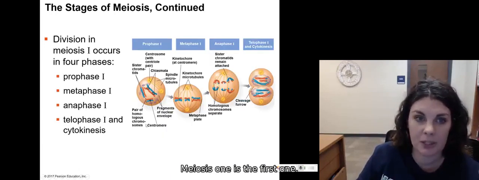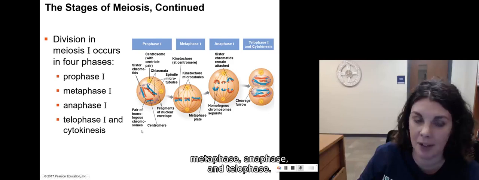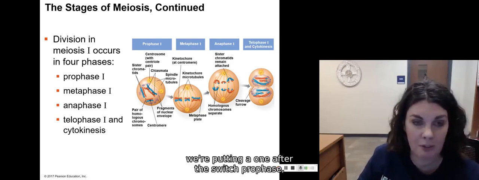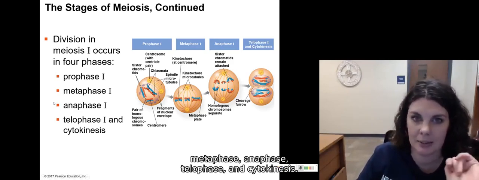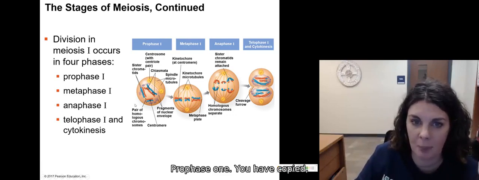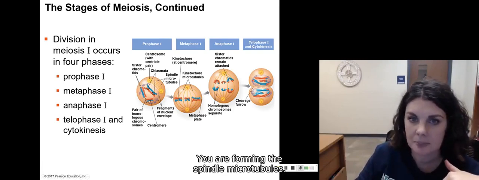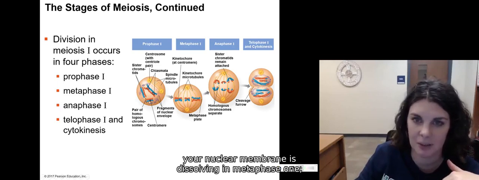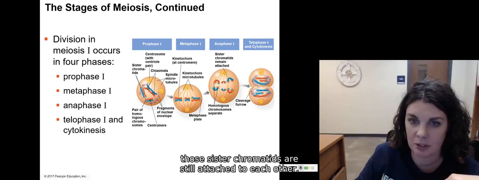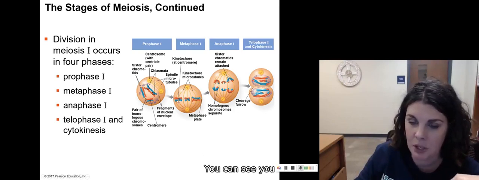So division in meiosis 1. So meiosis 1 is the first one. This is going to happen in 4 phases: prophase, metaphase, anaphase, and telophase. And because these are in meiosis 1, we're putting a 1 after the end. So it's prophase 1, metaphase 1, anaphase 1, telophase 1, and cytokinesis. In prophase 1, you have copied your DNA already, so you have sister chromatids held together. You are forming these spindle microtubules. Your nuclear membrane is dissolving.